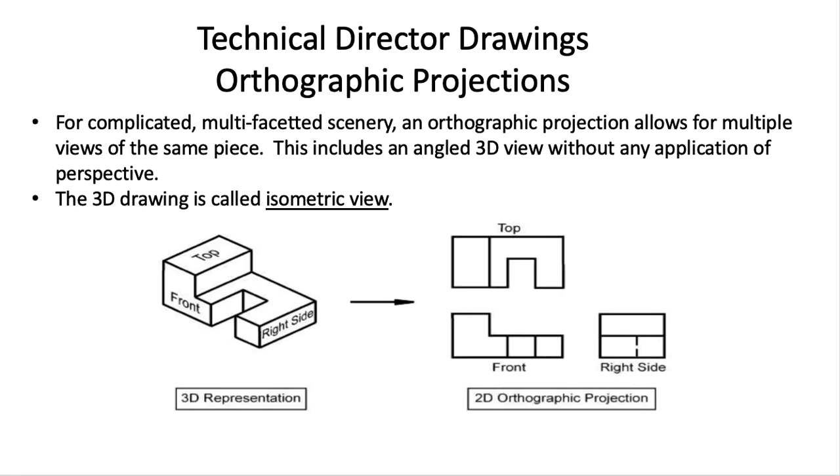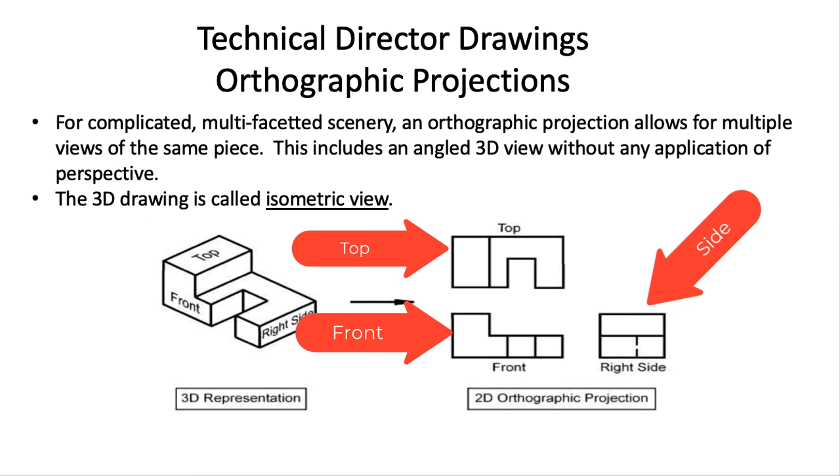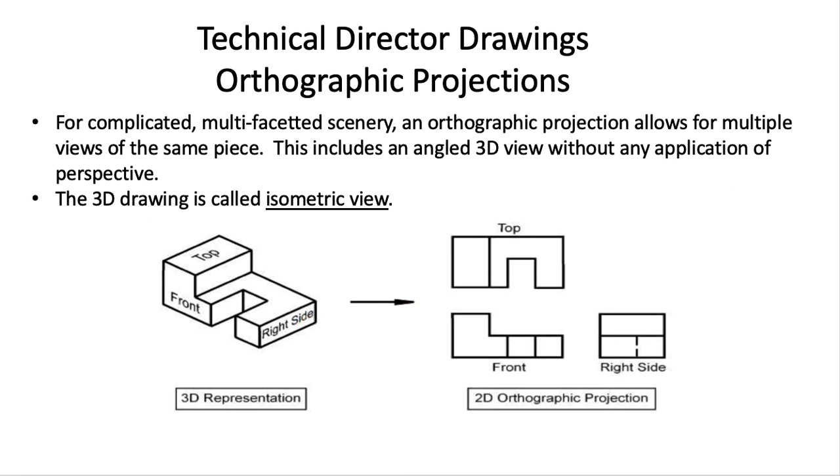For complicated, multifaceted scenery, an orthographic projection allows for multiple views of the same piece. In addition to the three-dimensional view, you'll also have a top view, a front view, and then a right side or a left side view, whatever represents that scenic unit best. That three-dimensional view by itself is called an isometric view, and you'll see that a lot when you are constructing props.